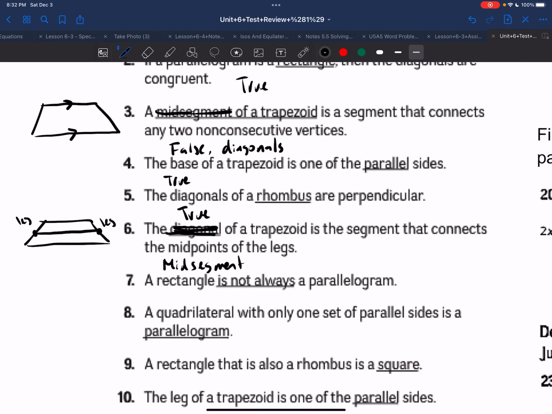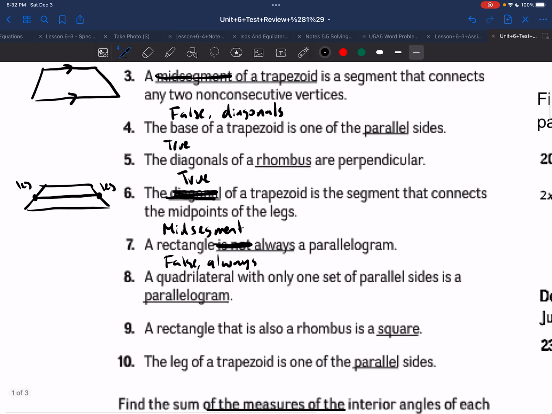Number 7, a rectangle is not always a parallelogram. That's false. A rectangle is always a parallelogram. It is a special type of parallelogram. Number 8, a quadrilateral with only one set of parallel sides is a parallelogram. That's incorrect, because a quadrilateral with only one set of parallel sides is a trapezoid. So this is false. Remember, a trapezoid has only one set of parallel sides. A parallelogram has two pairs of parallel sides.